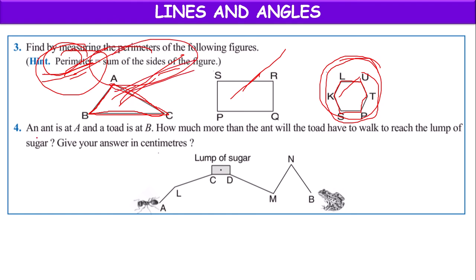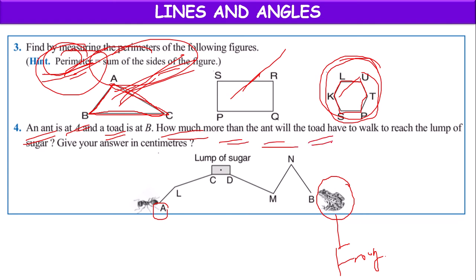And here one question is there, children. An ant is at A, and toad means one kind of frog. One kind of frog is called as toad here. The frog is at B. Now, how much more than the ant will the toad have to walk to reach the lump of sugar? Here we have a lump of sugar.